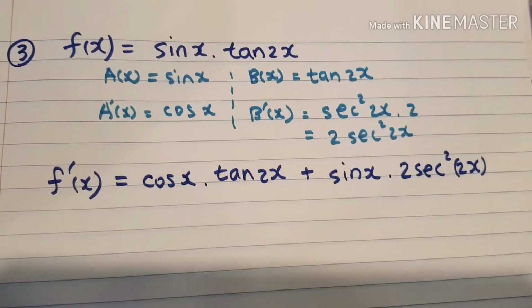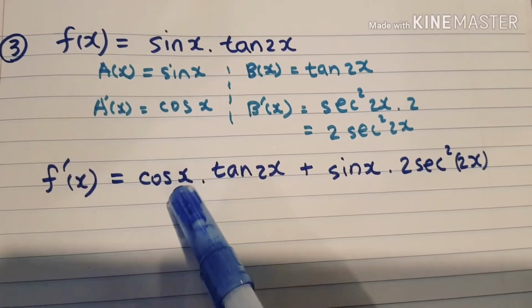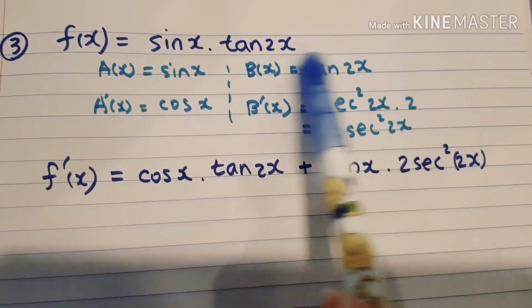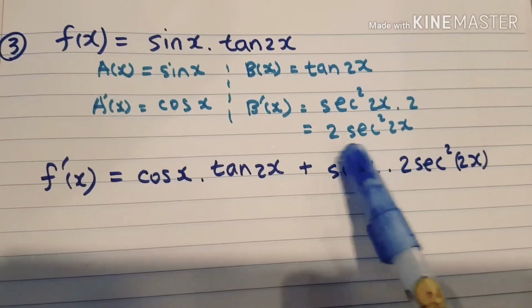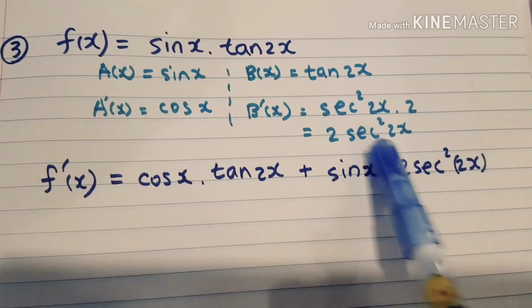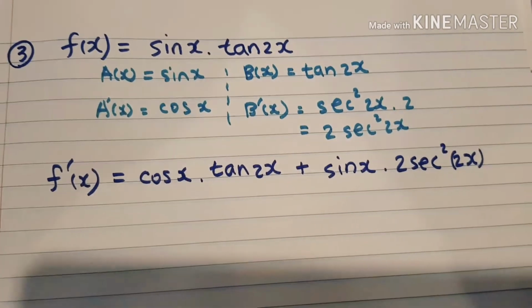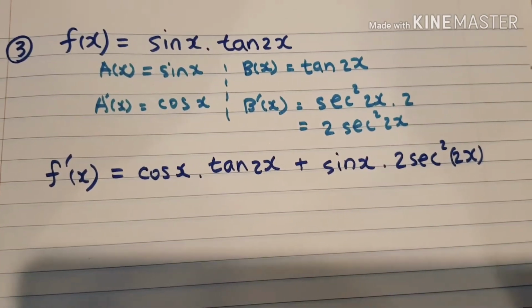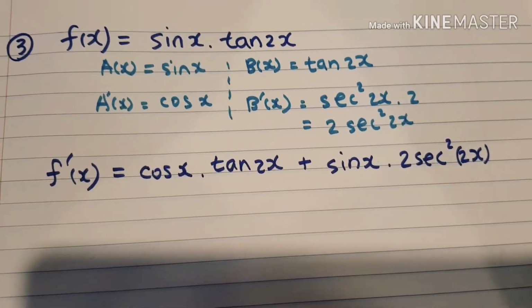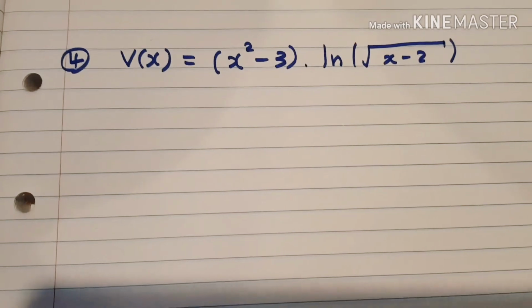Here I just follow the formula. First a dash followed by the normal b(x), plus this time the normal a, and then b dash. For this one you've got nothing much to simplify, so you can just leave this as the final answer.